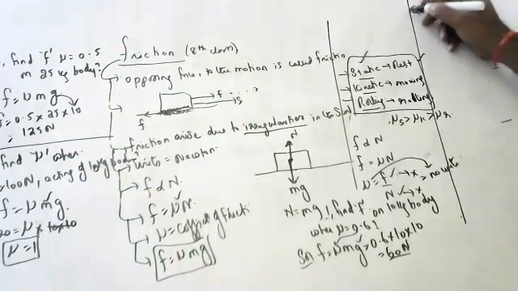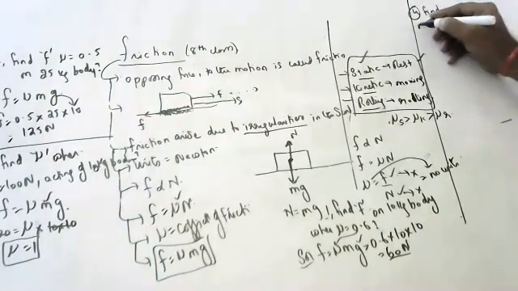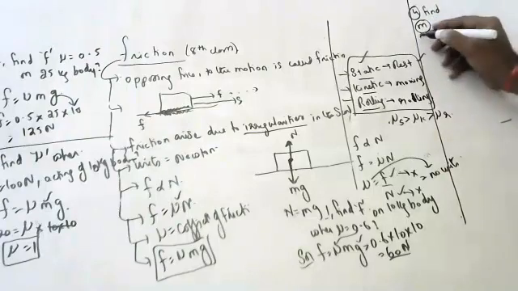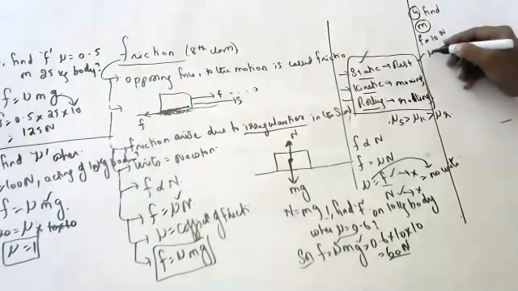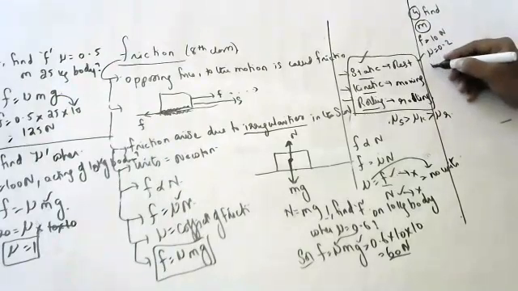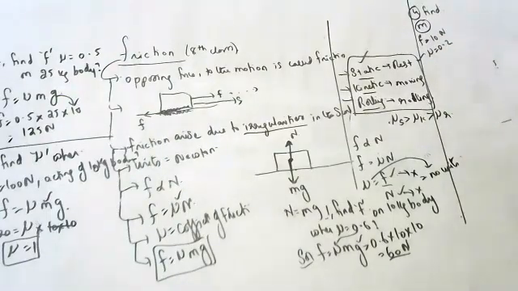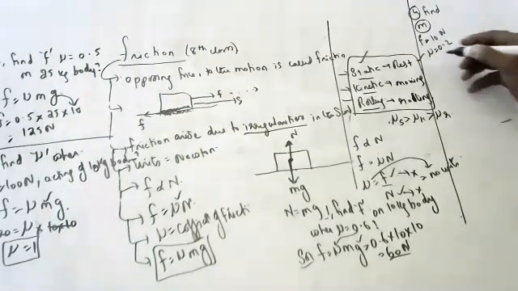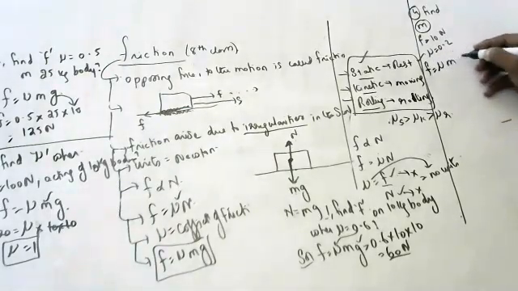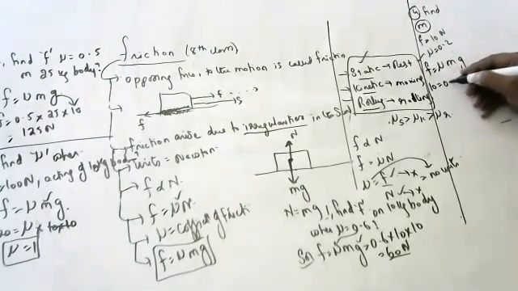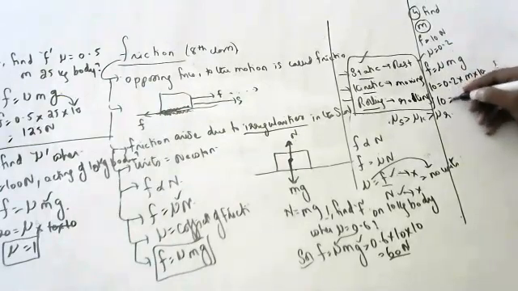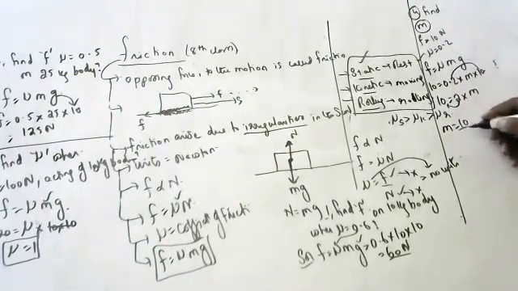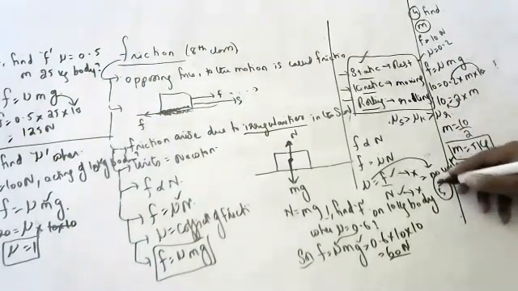Find the mass of the body. The frictional force is 10 newton and coefficient of friction is 0.2. Yes, sir. F is equal to mu mg. 10 is equal to 0.2 into m into 10. 10 is equal to 2 into m. m is equal to 10 by 2. m is equal to 5 kg. Next question.